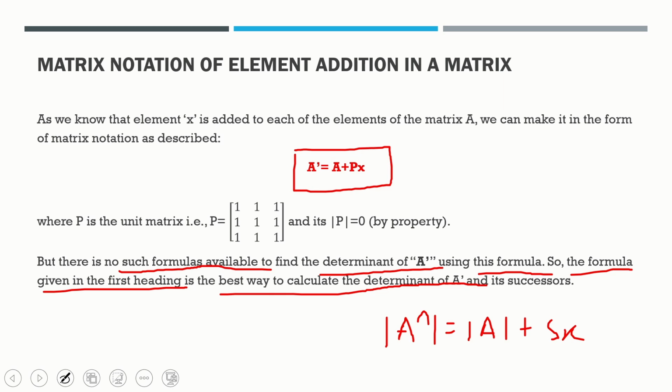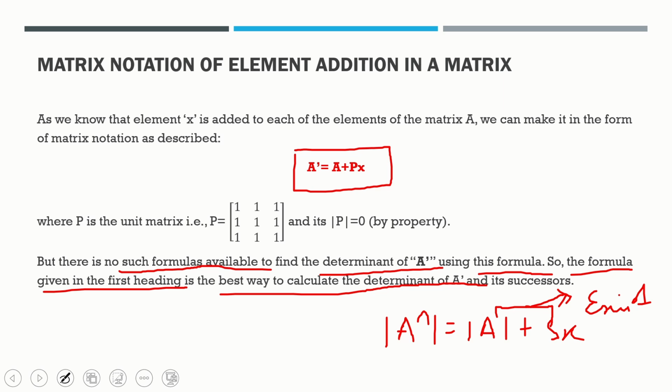Okay. So one thing you keep in mind, that both A and S should exist. If A is there, then S is there. Both should exist. That means if there is A, then only there is S. If there is no A, then there is no S.